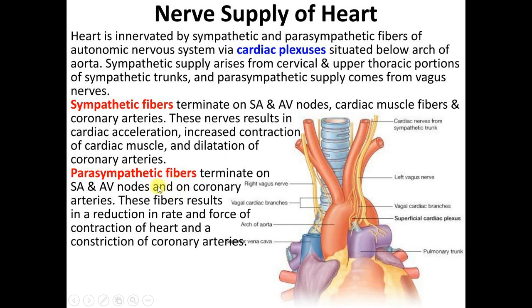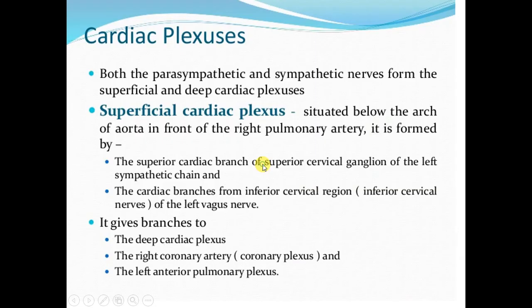Parasympathetic fibers terminate on the SA and AV nodes and also on the coronary arteries, but they produce a reduction in heart rate, the force of contraction of the heart is reduced, and there is constriction of the coronary arteries, opposite to the function of the sympathetic system. The parasympathetic system has the opposite function to the sympathetic system.